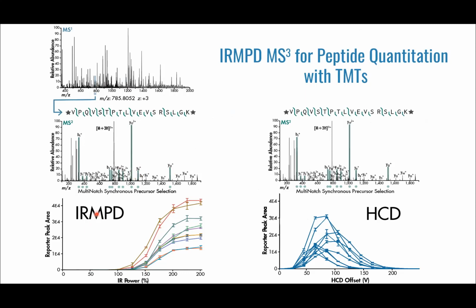If we use our IRMPD process, you can see as I turn up the power, they all get better. And then when I hit max power here, they're all just like, that's the best, highest efficiency I can get at converting these into reporter. If I did the same experiment with HCD, as I showed you earlier, I get a wide distribution of optimal energies, but I can only pick one.